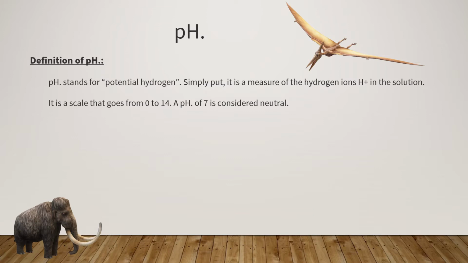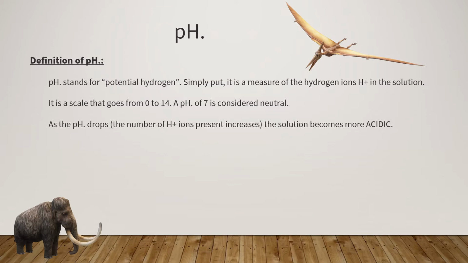It's measured on a scale that goes from 0 to 14, and a pH of 7 is what we call neutral. Now, as the pH number drops, say from 7 to 6, 6 to 5, 5 to 4, that means that the number of free hydrogen ions present in that solution is increasing.